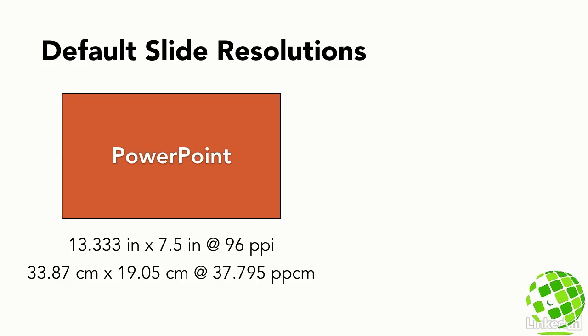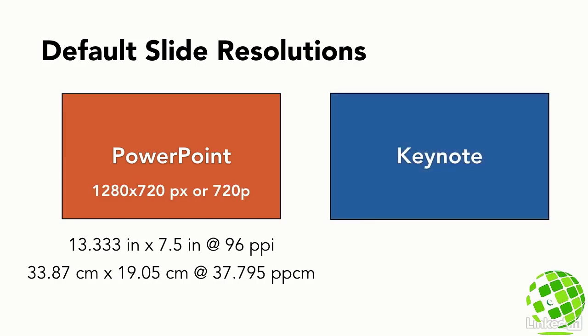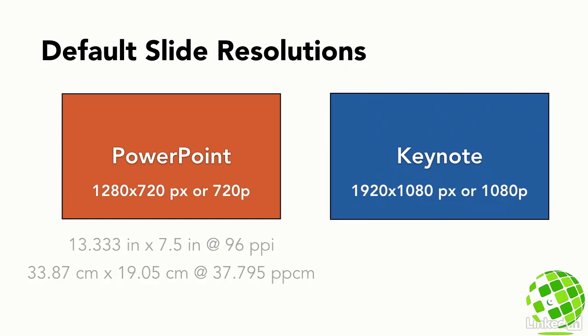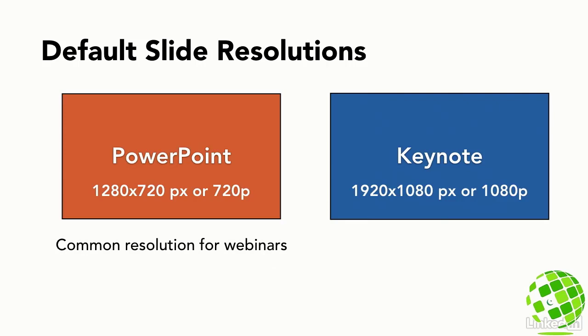Well, when you do the math, it turns out this is simply an image that's 1280 by 720 pixels, or 720p. A Keynote doubles that to default to 1920 by 1080 pixels, or 1080p. There are exceptions to this, but as a general rule, that's really what your final presentation is going to be delivered in, 720p for PowerPoint or 1080p for Keynote. Webinars are often streamed out at these same resolutions to save on bandwidth.